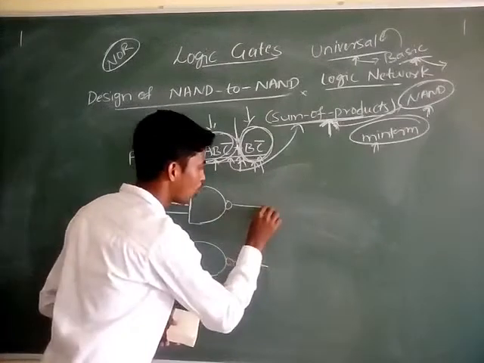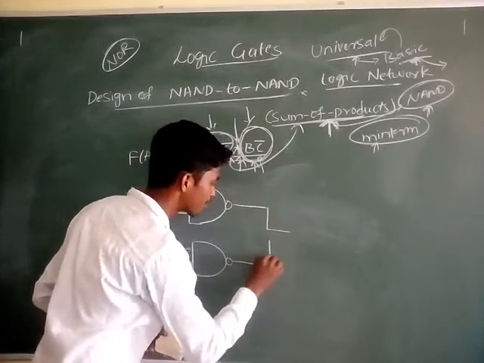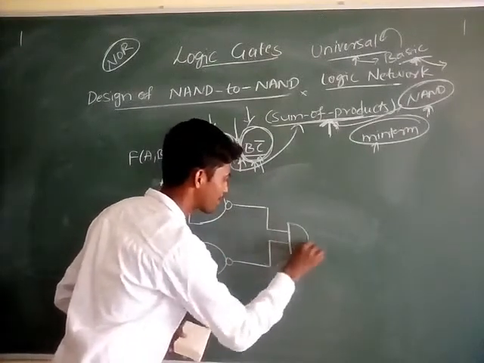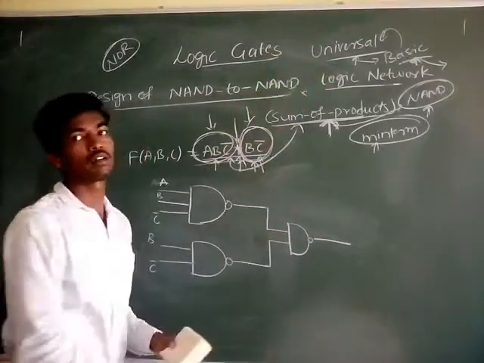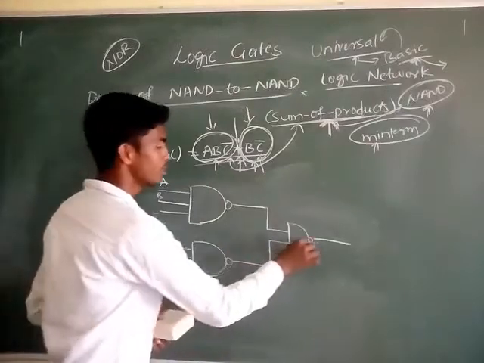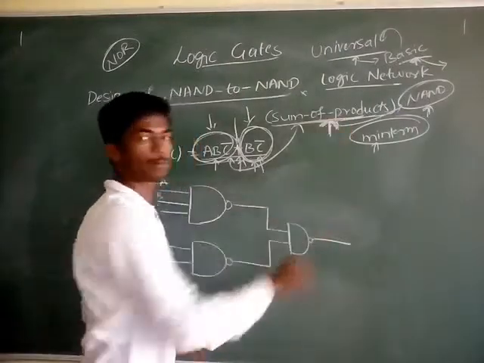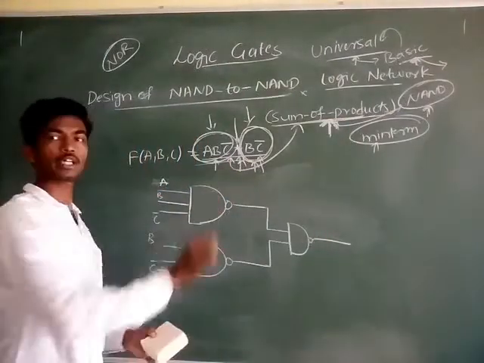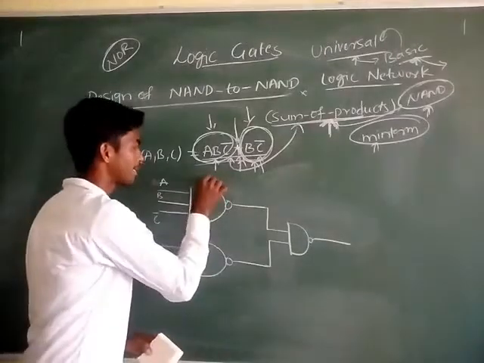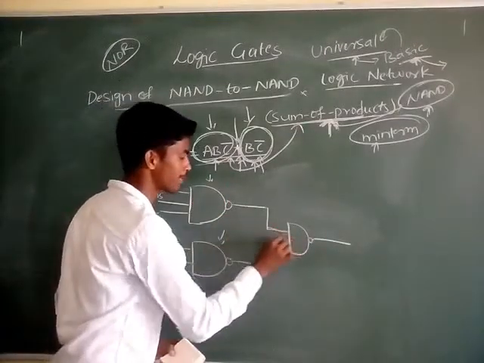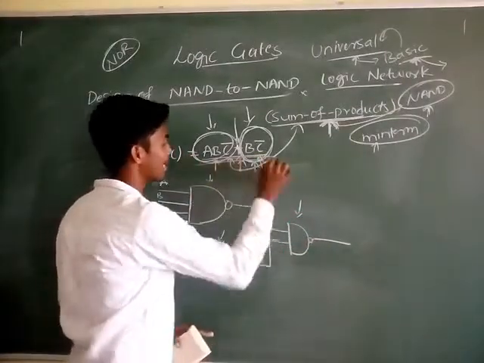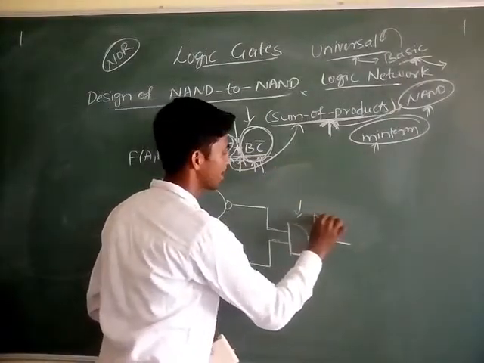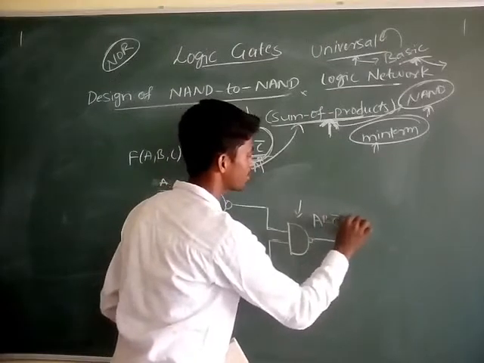and this output will be connected to another NAND gate. We used to call this a NAND to NAND logic network, when the expression is in the form of sum of products. Every product gets one NAND gate, and the output lines get another NAND gate. This will give you the same result as it is, that is A B C complement plus B C complement.